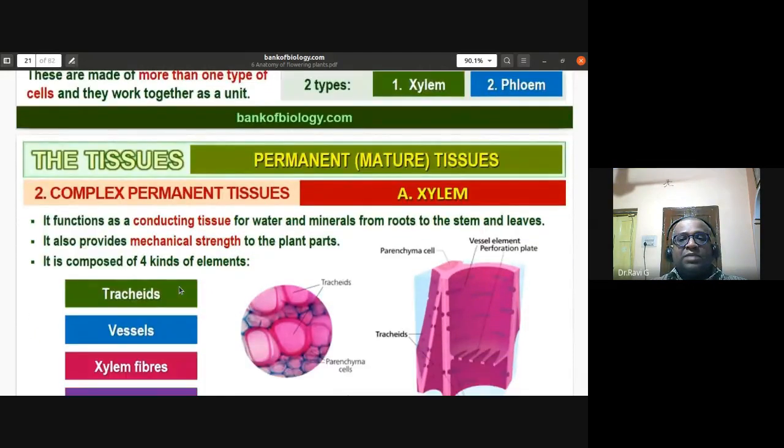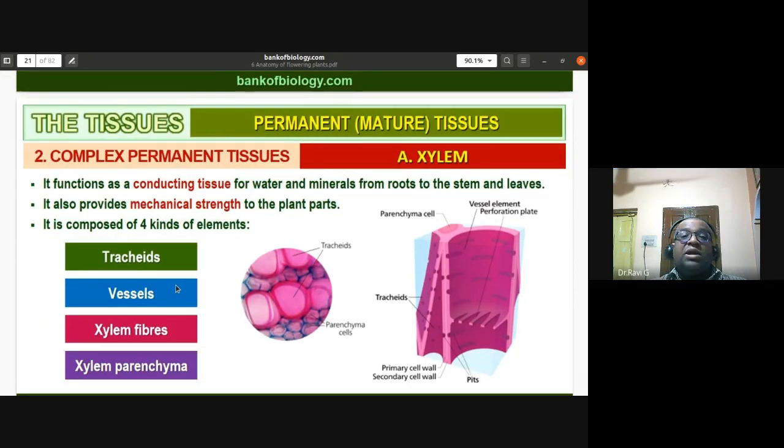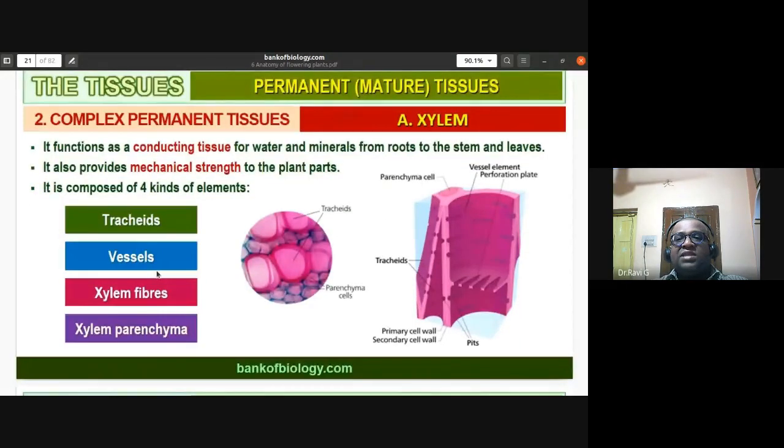We'll first discuss the xylem. The xylem is also called the water conducting tissue. It functions as a conducting tissue for water and minerals from roots to the stem and leaves. So they supply water from the roots, where the root hairs absorb the water from the soil, and they pump this water against the gravitational force to the tip of the stem and leaves. We'll be studying how exactly this transport of water and minerals takes place in plants. There are various theories for that.